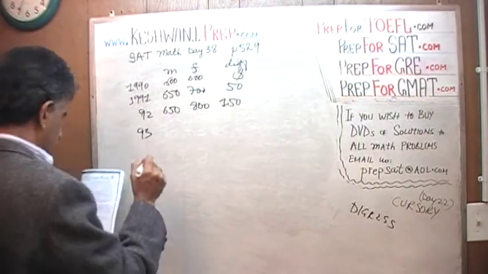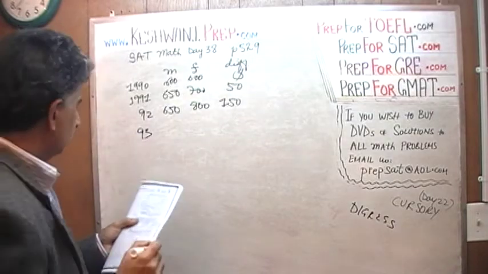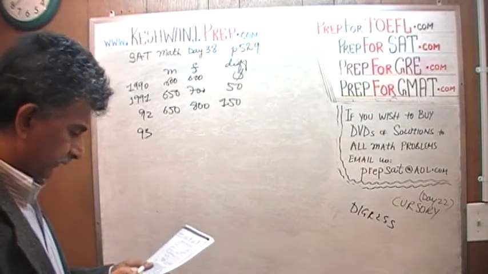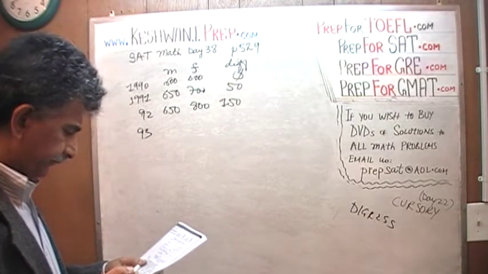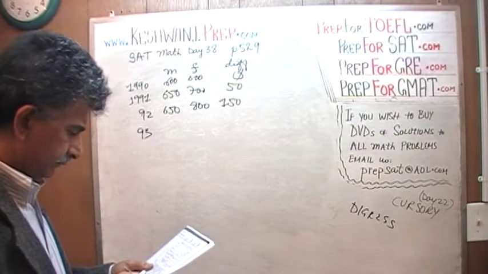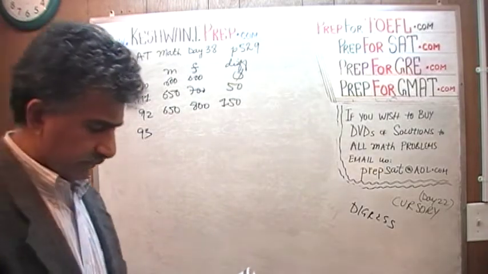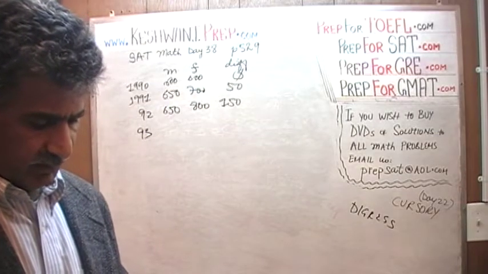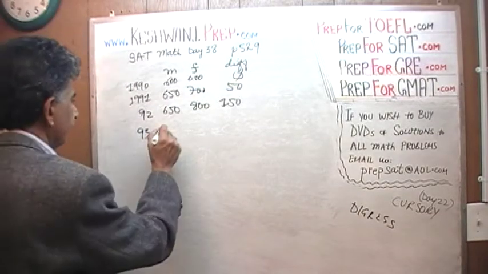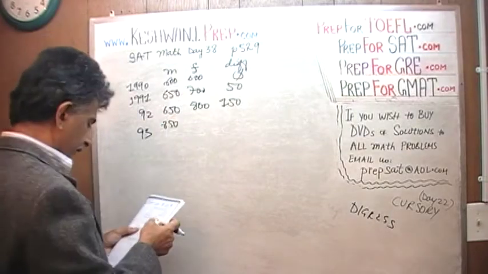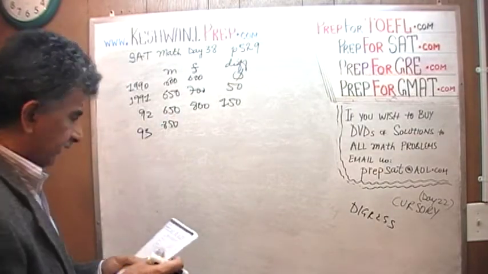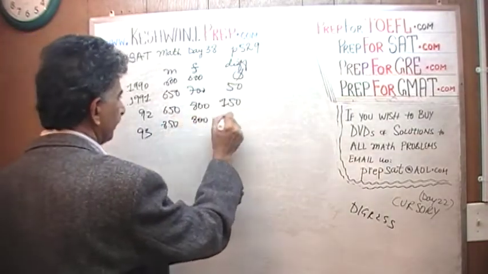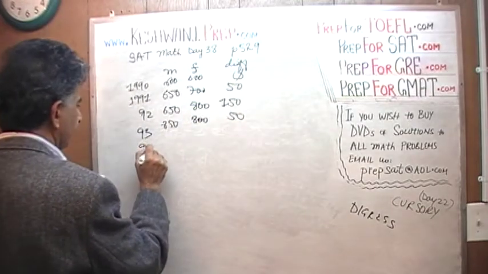93. Let's see what it is. Where is 93? Oh, 93 is way over there. Number of male is between 800 and 900, right in the middle, so it is 850. The number of female in 93 is 800. The difference is 50.